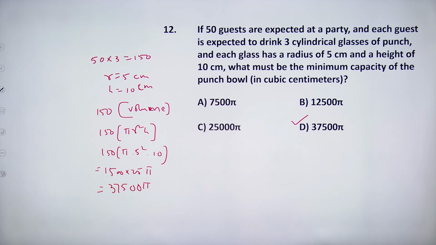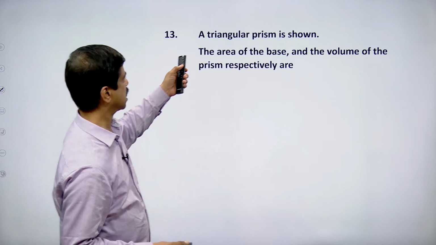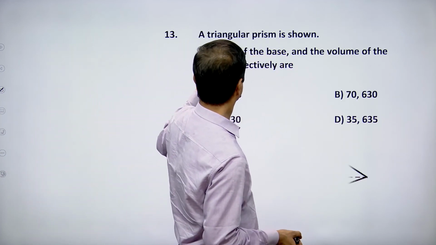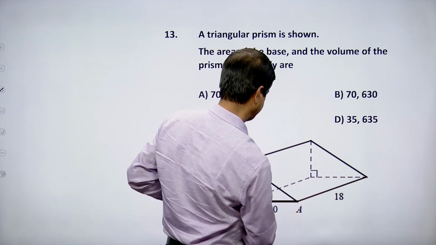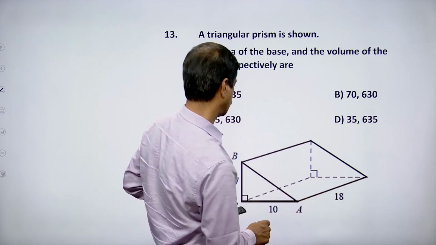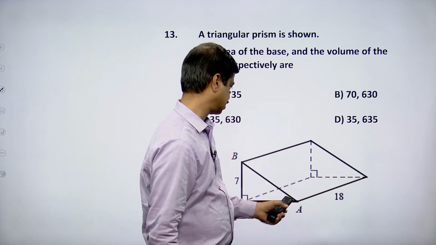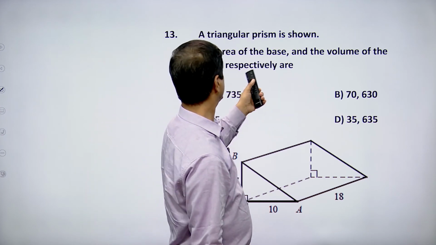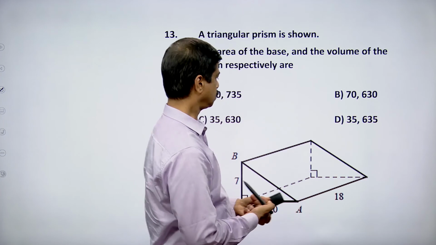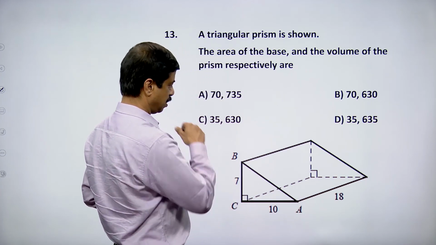Okay, children, let us go to the next question. Now look at this. A triangular prism is shown. The base is a triangle, and the prism has a rectangular face. The length is 18, and the breadth is 10. The question asks for the area of the base and the volume of the prism respectively. The height is also given.